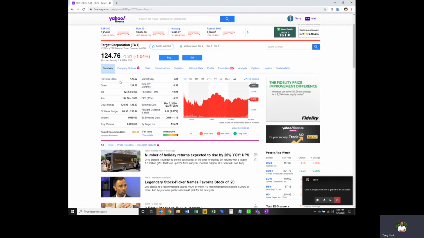So what is the previous close? On Thursday, the day before, Target closed at $126.07. The open is the next day, so on Friday it opened at 124.66. Basically, it went down. If you've been doing some research on the stock and it went down, you might want to buy at that price, because if it was at 126 and it's at 124, chances are it might hit 126 again. You never know.